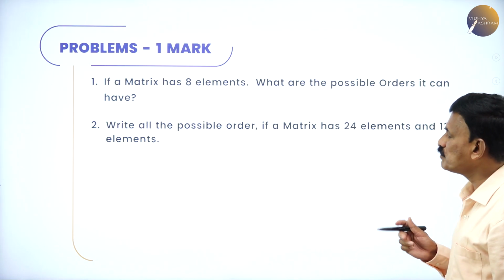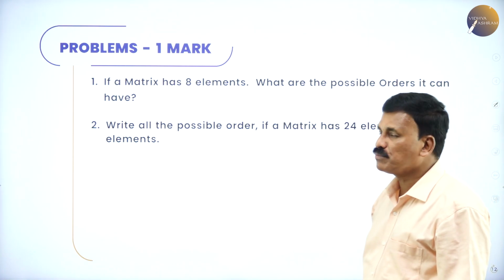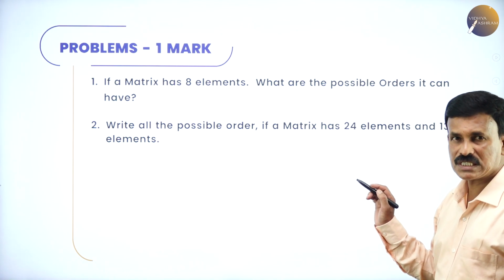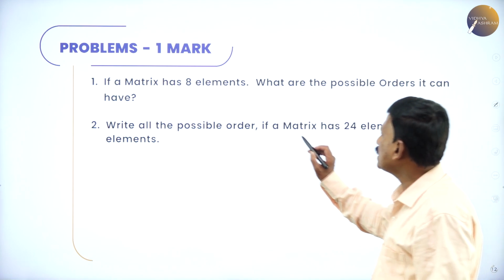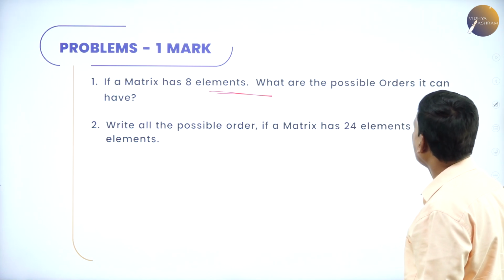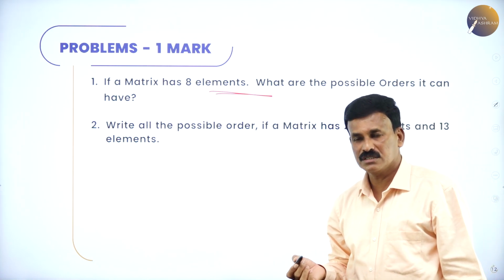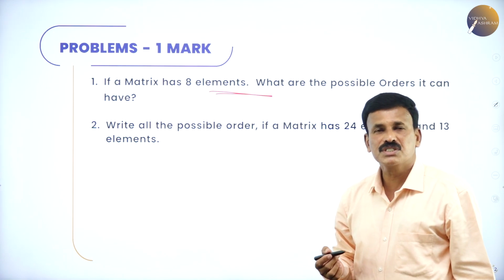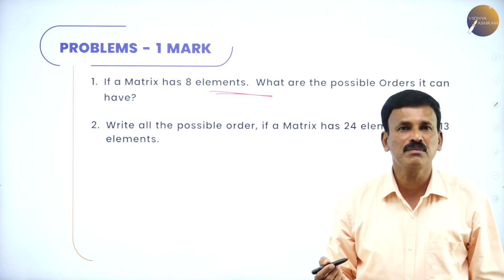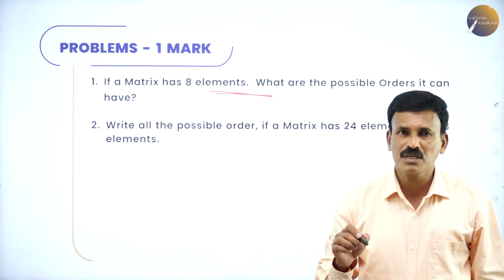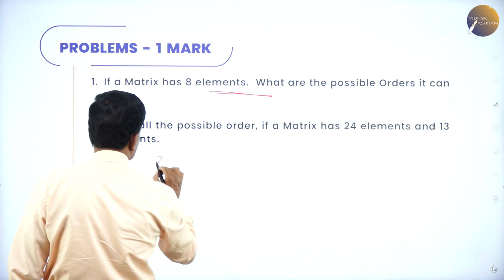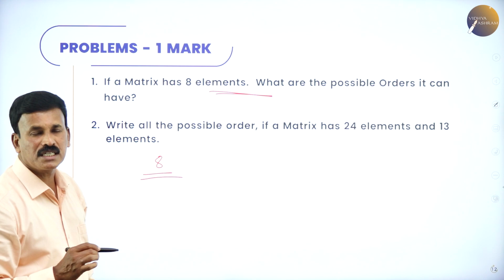Now, let us come to a problem. Let us discuss 1 mark problems. If this is important, you may get 1 mark questions like this for your final examination. If a matrix has 8 elements, what are the possible orders that it can have? As I told in the beginning itself, a matrix of order m cross n will contain mn elements. If a matrix contains 3 rows and 2 columns, it contains 3 into 2, 6 elements. So if a matrix has 8 elements, what are the possible orders that we can write?